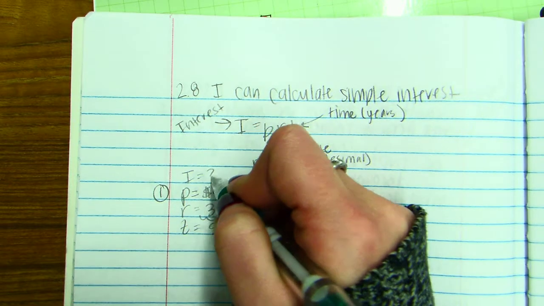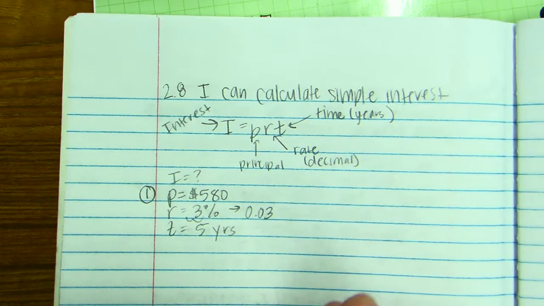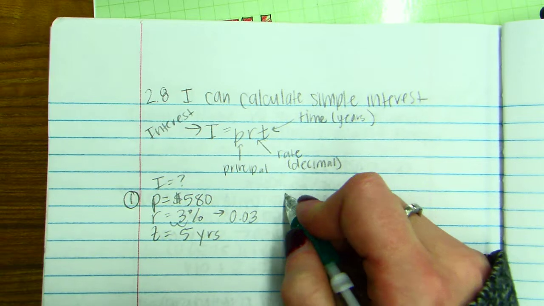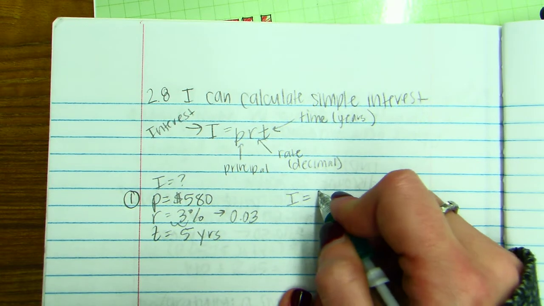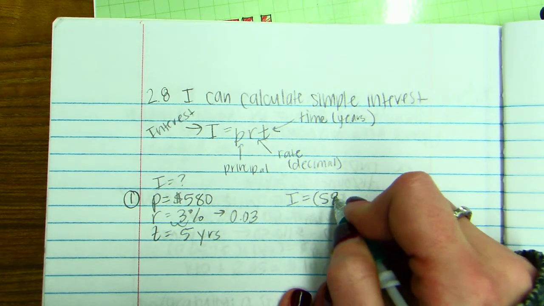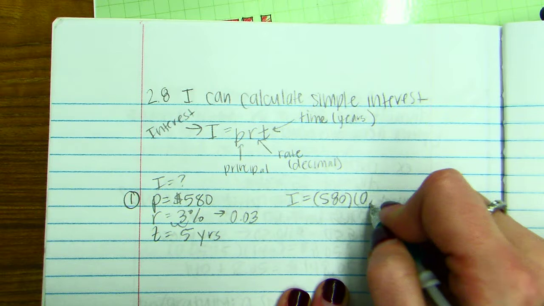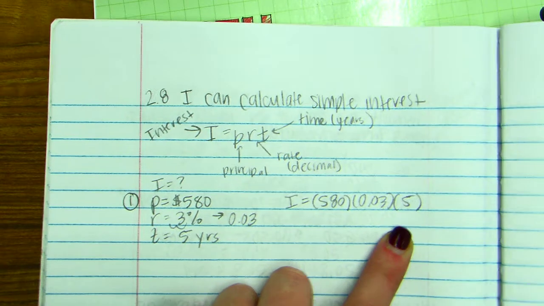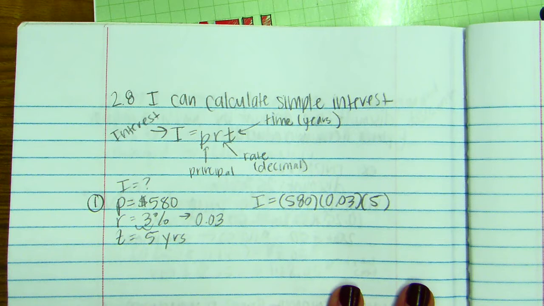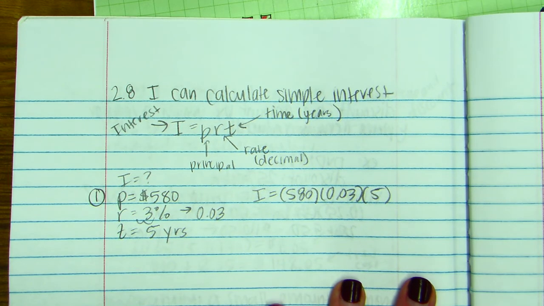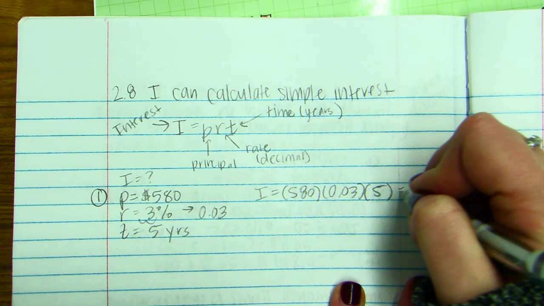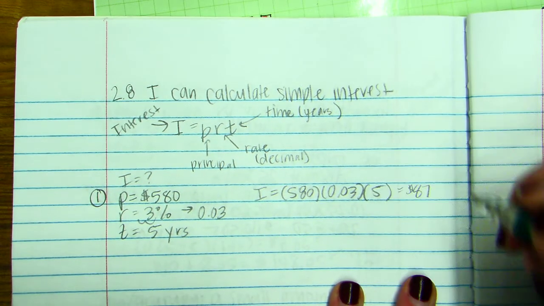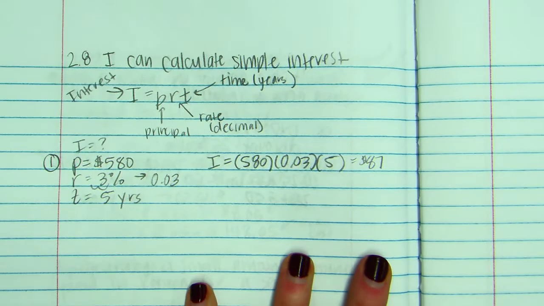I want to solve this for I. I want to know how much interest I'll earn in 5 years. So I'll set it up using this formula. I don't know what I is, but it equals 580 times the rate, which is 0.03 for 3%, and then 5 years. So I'll multiply these together, and that will tell me how much interest I earn in 5 years. So 580 times 0.03 times 5 is $87. So in 5 years I earn $87 just by having the money in my account.